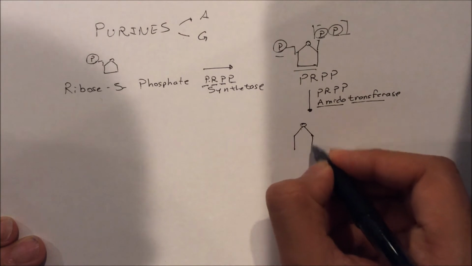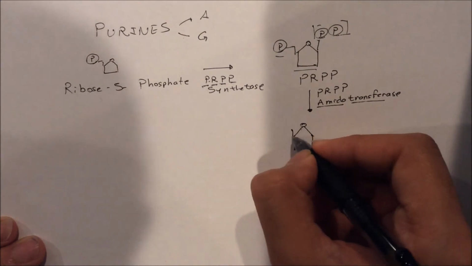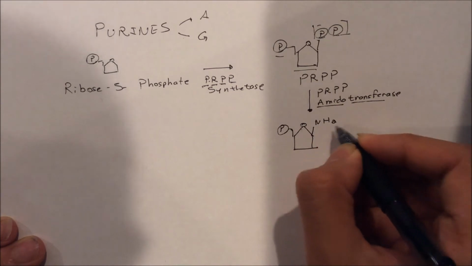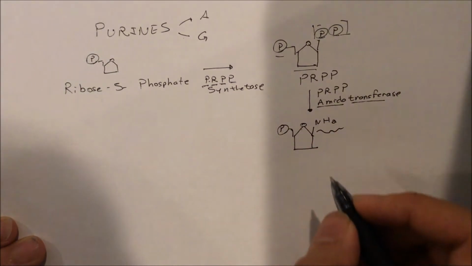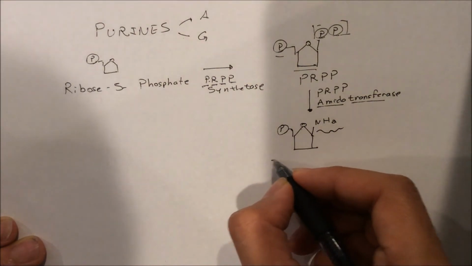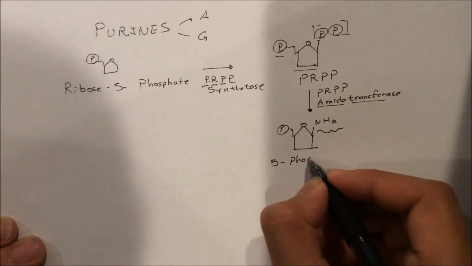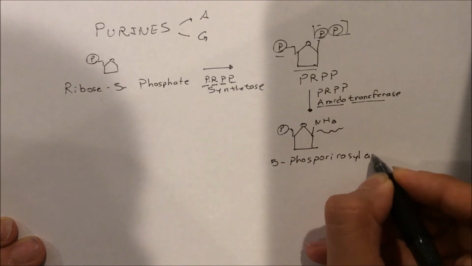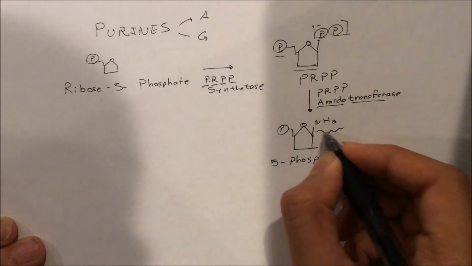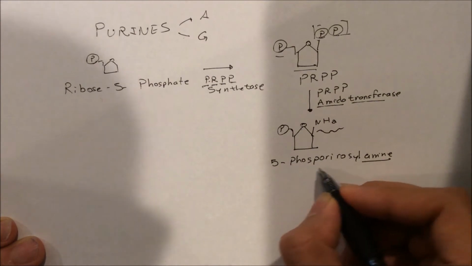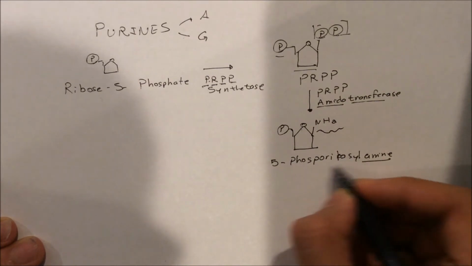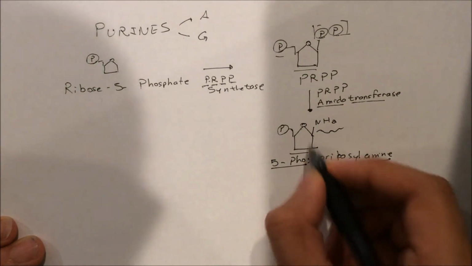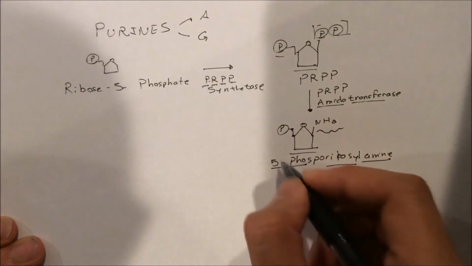So now we will have a molecule that looks like this. We have this amine group right here. And this is going to be called 5-phosphoribosylamine. Now we have the amine group right here. Did I spell this right? Ribosyl. So there's sugar right here. And on the 5th carbon, right here, we have a phosphate group.